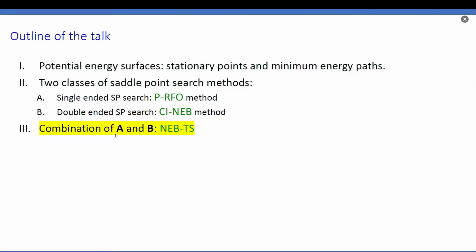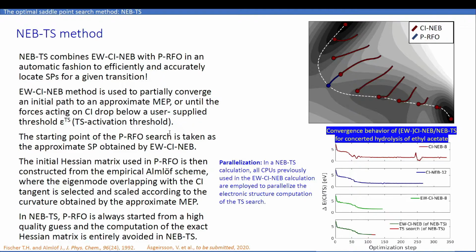In this section of the talk, I will introduce the new NEB-TS method. NEB-TS combines energy-weighted clamping image NEB with PRFO, which is also referred to as the TS search here, in an automatic fashion to efficiently and accurately locate saddle points for a given reaction. In NEB-TS, the energy-weighted clamping image NEB method is used to partially converge an initial path to an approximate minimum energy path, or more accurately, until the forces acting on the clamping image drop below a user-supplied threshold, which I will refer to as the TS activation threshold.